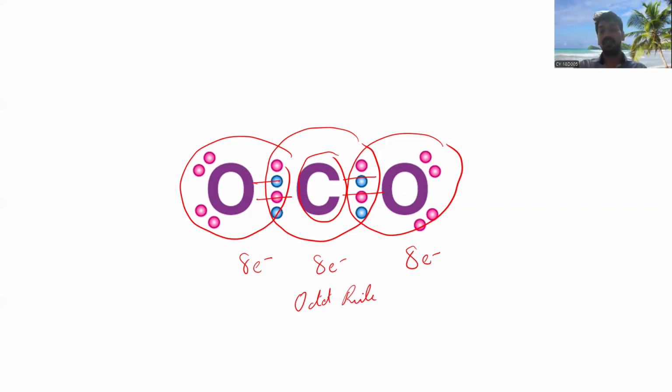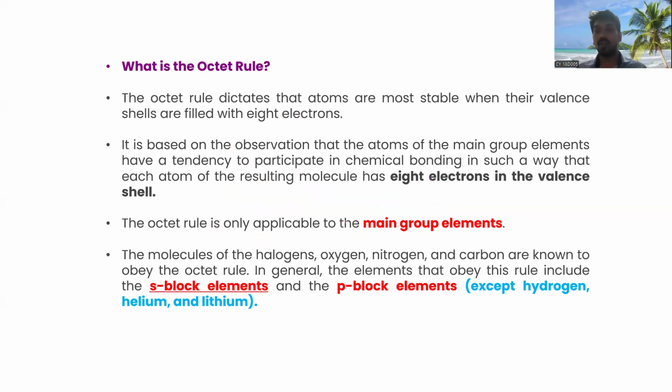Okay. Let's see what is octet rule. We already told, whenever atoms are most stable, they are having 8 electrons in the outermost shell. So they try to do this by sharing, gaining, losing of electrons. So they try to fill their outermost shell with 8 electrons, which is the basic understanding of octet rule. So we can say that 8 electrons in the valency shell leads to the octet rule.